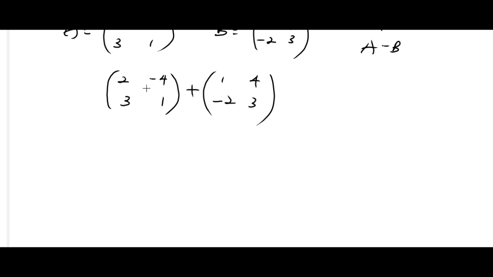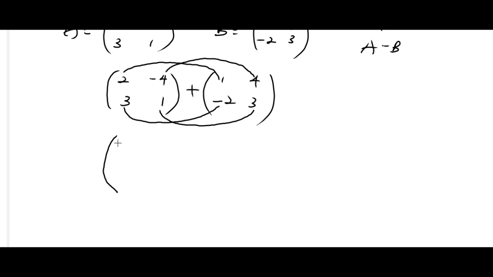If we are adding these two, what we'll simply do is you take these two, you add it to this one, take this -4, you add it to this 4, take this 3, add it to this -2, and take this 1, add it to this 3. So that will be 2 plus 1, that is 3. -4 plus 4, that is 0. 3 plus -2, that is 3 minus 2, that is 1. Then 1 plus 3, that is 4. So the addition of the two matrices gives us 3, 0, 1, 4.